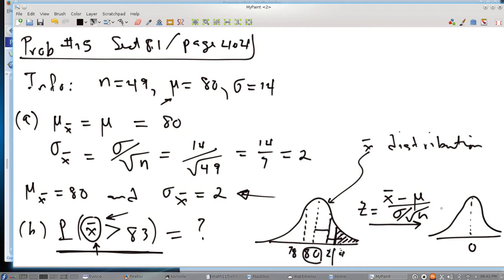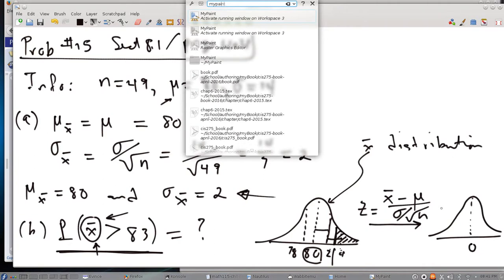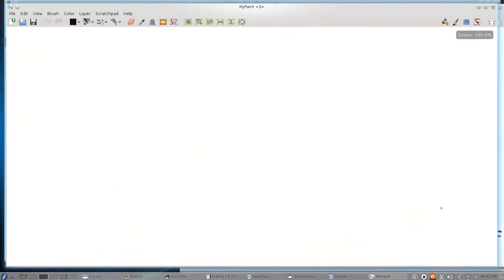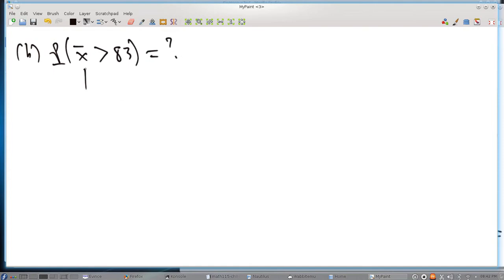And let's compute that. So I'm going to start a new sheet for us and then start at the very beginning. Let's say for part B, we want to find the probability of finding the mean value that is greater than 83. That's what we want. Okay. To do that, we need to find the z. We need to translate this into the z.